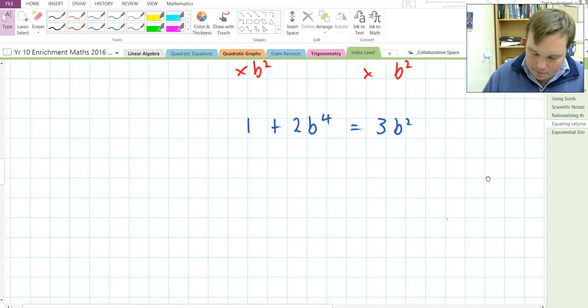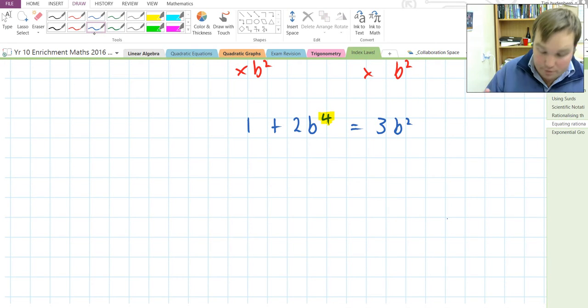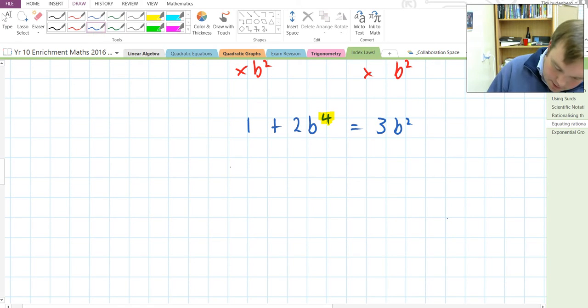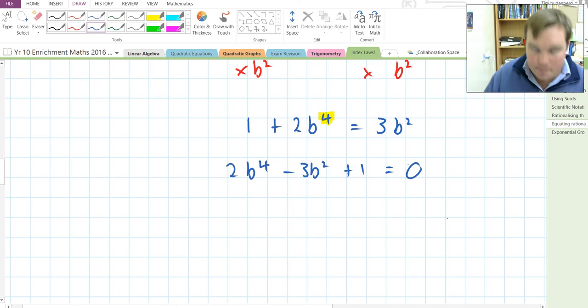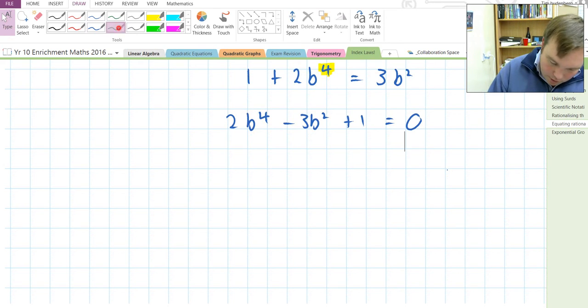Looks scary, especially because we haven't had much practice at solving quartics, powers of 4. But I'll rearrange it like this: 2b to the 4 minus 3b squared plus 1 equals 0. Now, normally we'd be in a lot of trouble here, but note there are only even powers. So we're going to pull a cool trick.